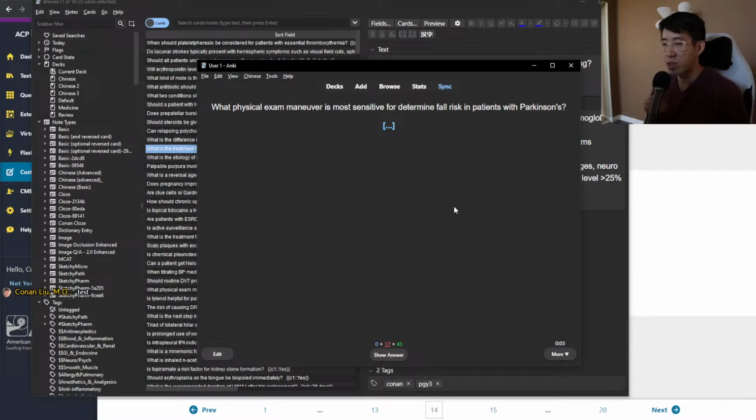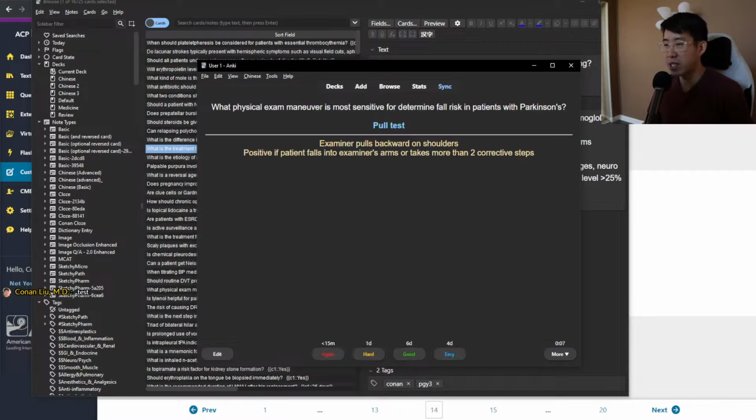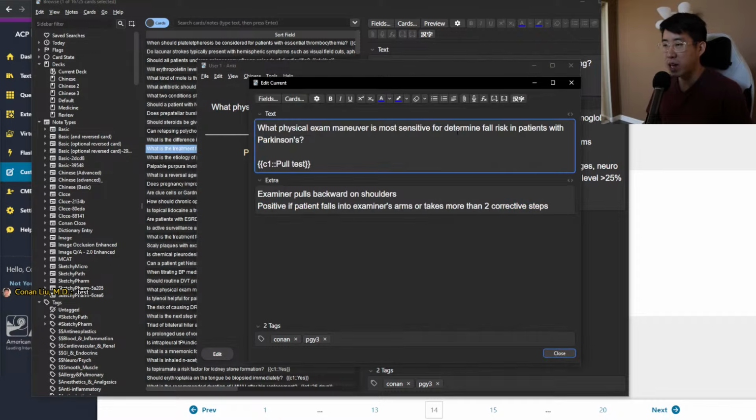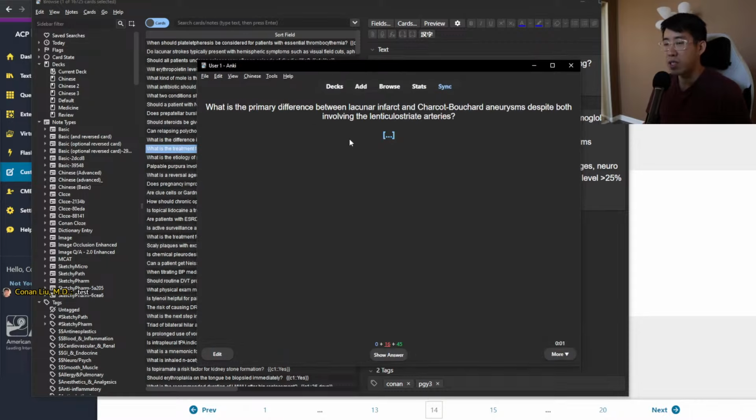What physical exam maneuver is most sensitive for determining fall risk in patients with Parkinson's? That's going to be the pull test, where you pull backwards on the patient's shoulders, and is positive if the patient falls into the examiner's arms or takes more than two corrective steps. What is the difference between lacunar infarct and Charcot-Bouchard aneurysms, despite both involving the lenticulostriate arteries?